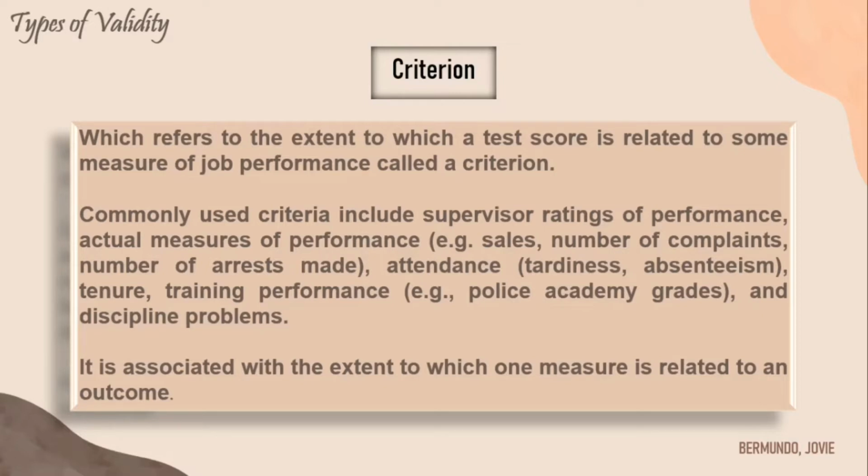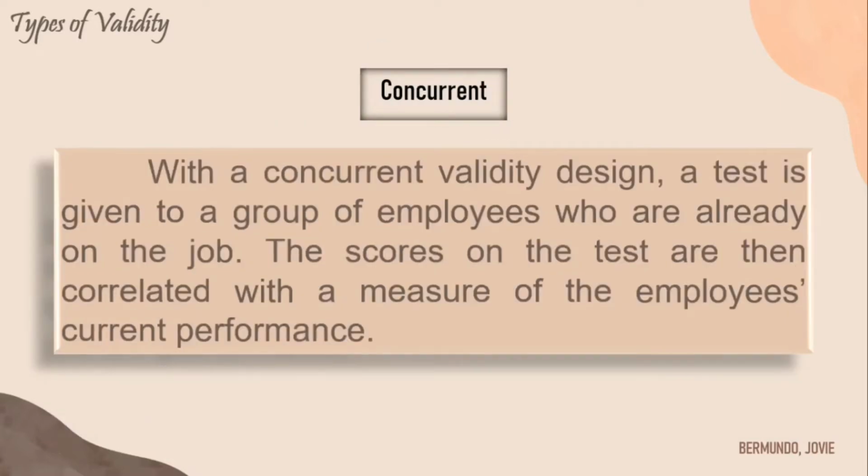Criterion validity is established using one of the two research designs, the concurrent validity and the predictive validity. Now, let's first demonstrate the concurrent validity. With the concurrent validity design, a test is given to a group of employees who are already on the job. The scores on the test are then correlated with the measure of the employees' current performance.